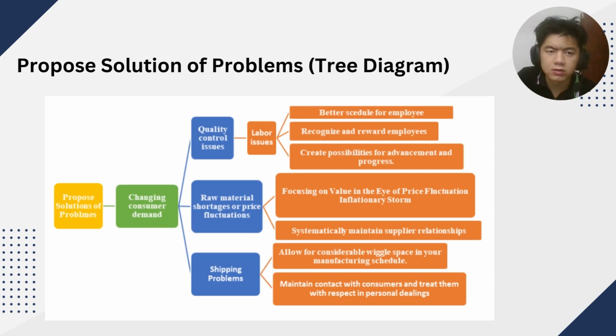So we have three solutions that are a better schedule for employees, recognize and reward employees, and create possibilities for advantage and progress. For the problems of raw material storage or price fluctuation, we have two solutions, which are focus on value in the eye of price fluctuation with an inflationary storm, and systematically maintain supplier relationships. And for the shipping problems, we have two solutions that are allow for considerable wiggle space in your manufacturing schedule, and maintain contact with consumers and treat them with respect in personal dealings. That's all from me. Thank you, and I will pass the presentation to my friend.